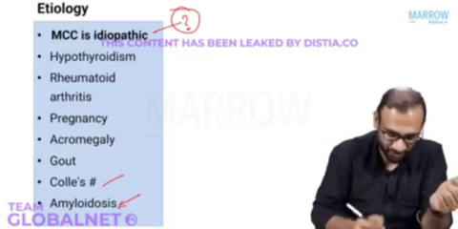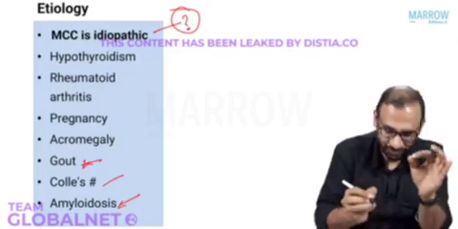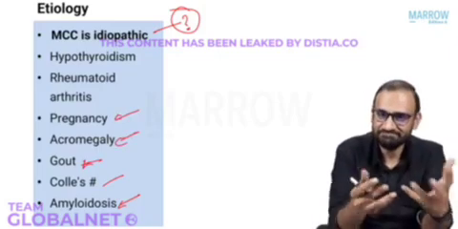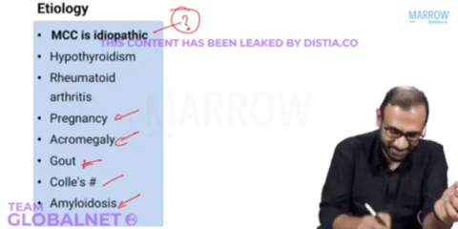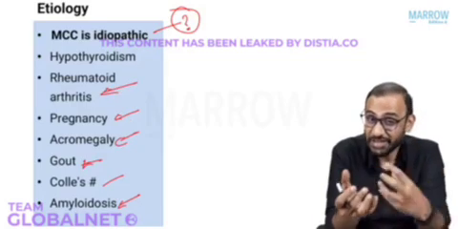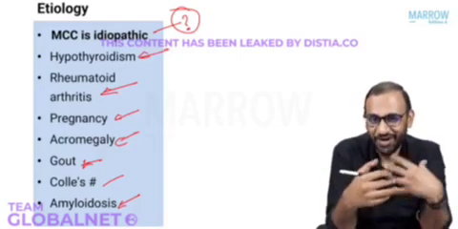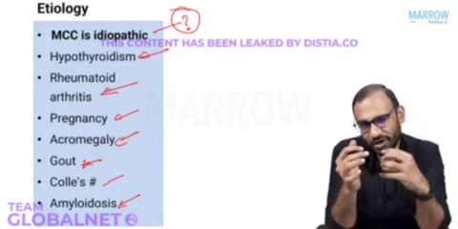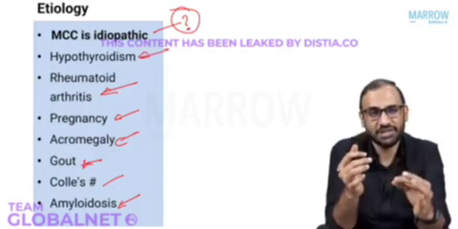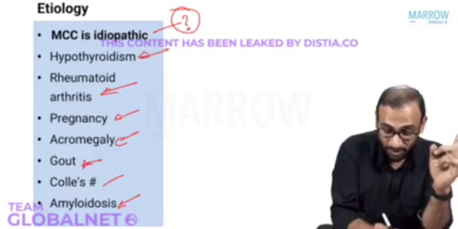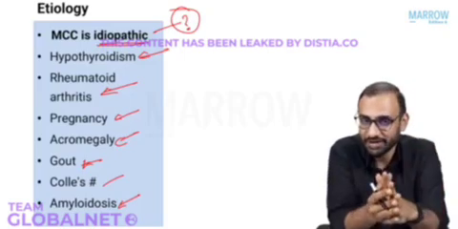Amyloidosis, accumulation of amyloid. Gout, deposition of the crystals. Acromegaly, overgrowth of the bones. Pregnancy, accumulation of fluid. Rheumatoid arthritis, inflammation. Hypothyroidism, myxedema. Right? All of these things basically allow for accumulation of substances or fluid in the carpal tunnel, causing compression of the median nerve. Okay, but the most common cause is idiopathic.